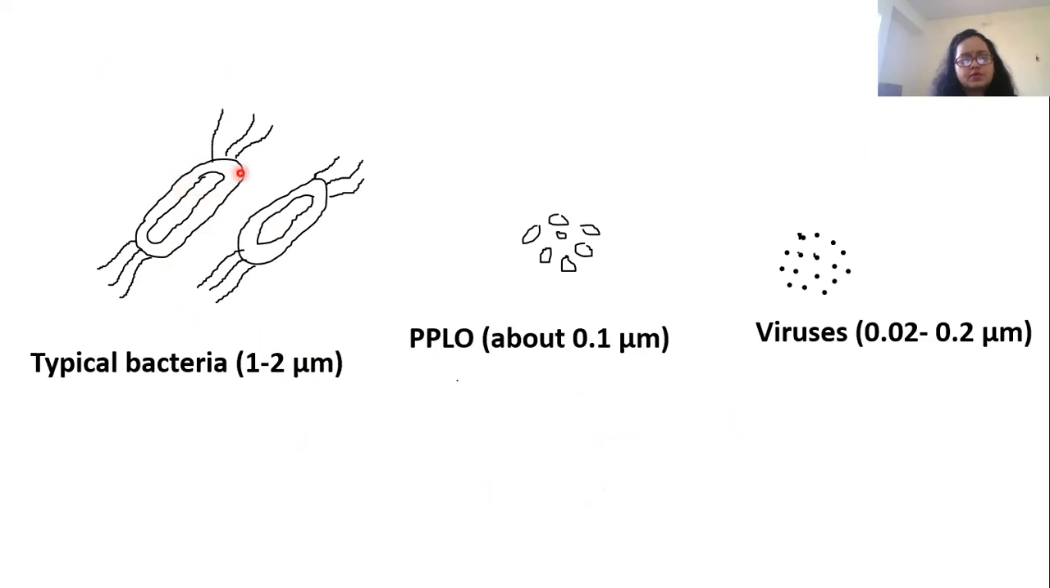This typical bacteria is a rod-shaped bacteria, so we can call it a bacillus. PPLO are about 0.1 micrometer in size, while viruses are in the range of 0.02 to 2.2 micrometer in size. So here you can see the variation in their sizes. Bacteria is comparatively larger than PPLO, and viruses are very small, ranging between 0.02 to 2.2 micrometer. And PPLO are even smaller, 0.1 micrometer.